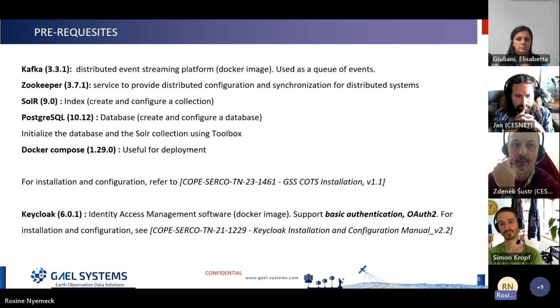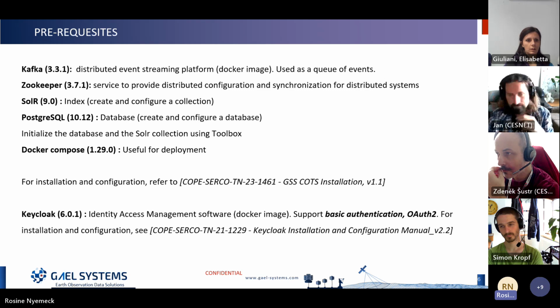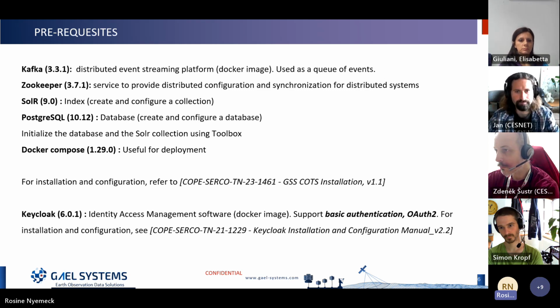We need to install some tools before operating the GSS. In this case, we have Kafka. This is a distributed event streaming platform which streams the messages from the producer to the consumer. We have Zookeeper, which provides distributed configuration and distributed services. Solr for the collection of metadata. PostgreSQL for the database. And we can also have Docker Compose. This is very useful for the deployment.